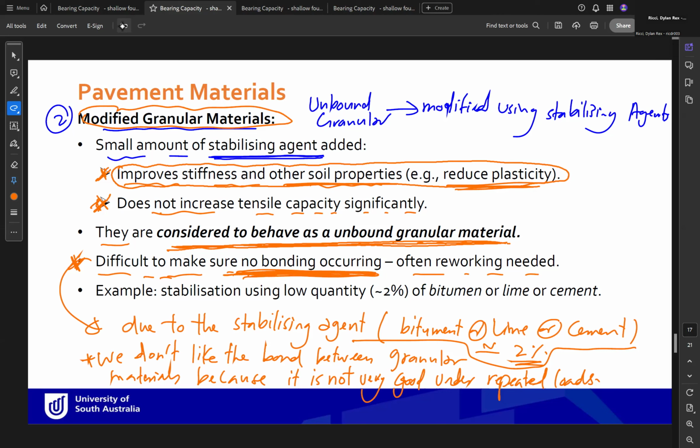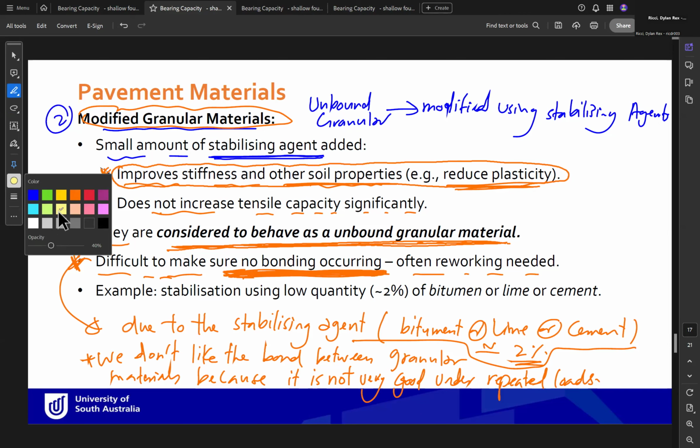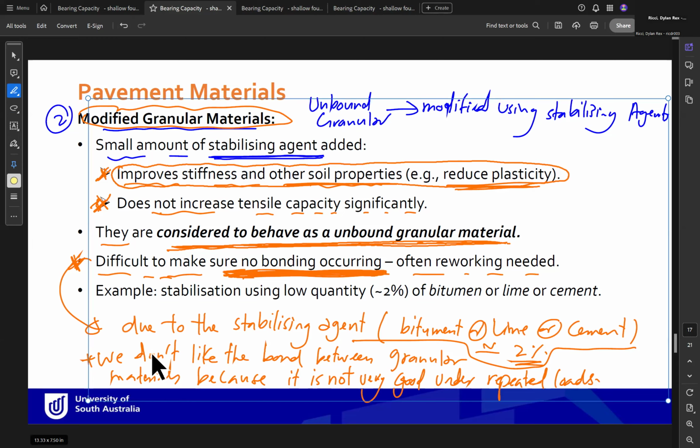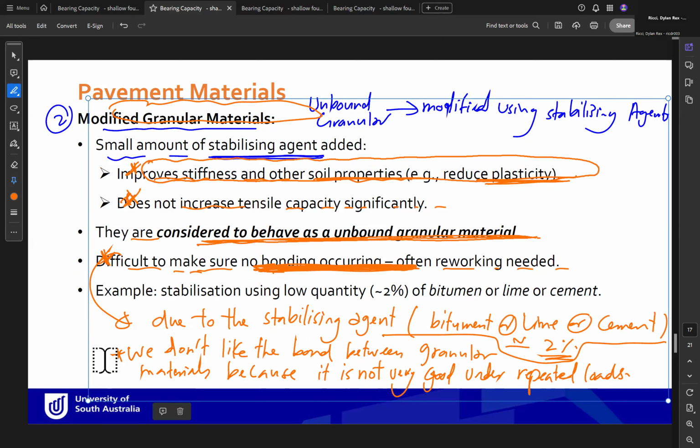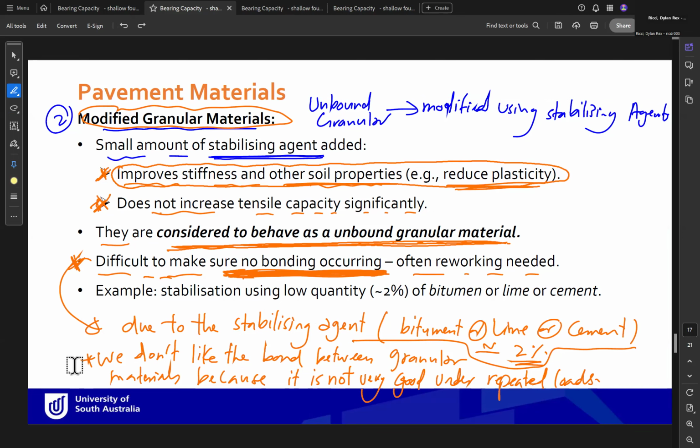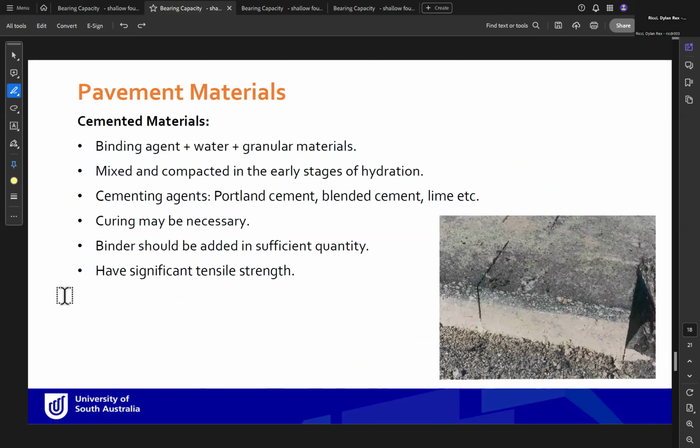Sometimes bonding occurs, so we need to make sure that bonding doesn't occur, because the bonding will cause some problems in the pavement due to repeated load. Okay, so these are the modified granular materials, and the next one is the cemented materials.